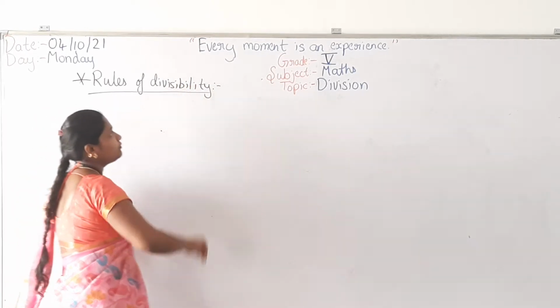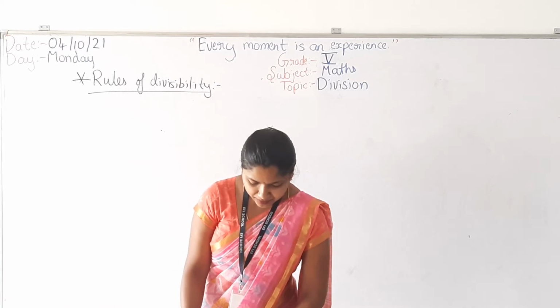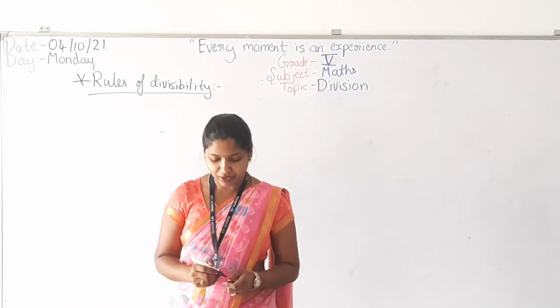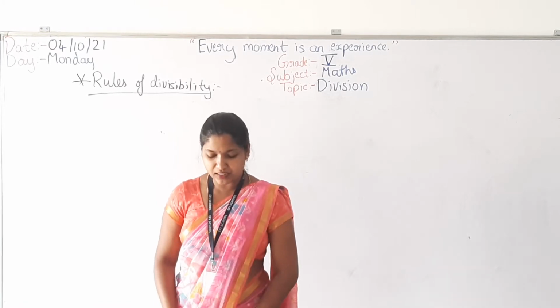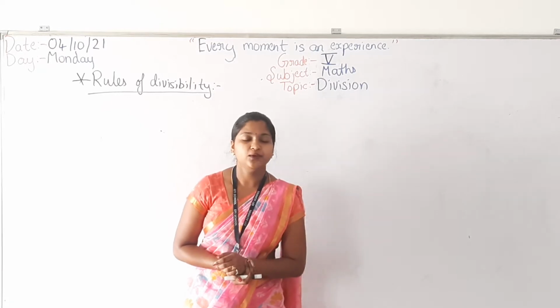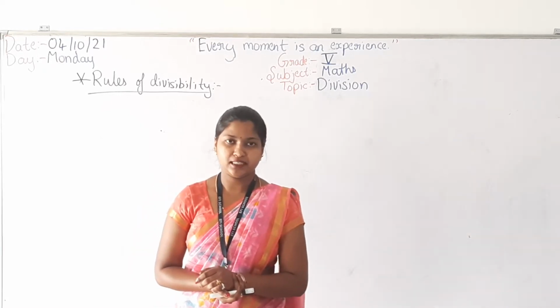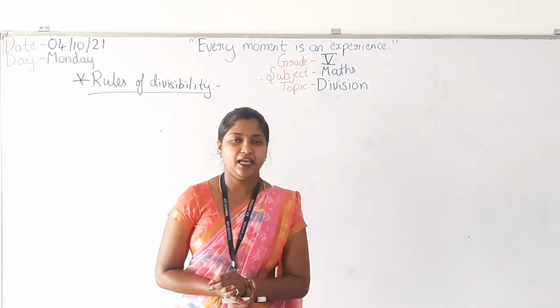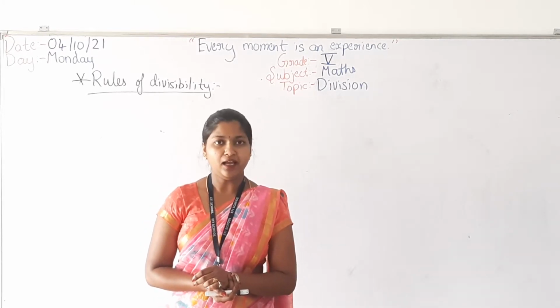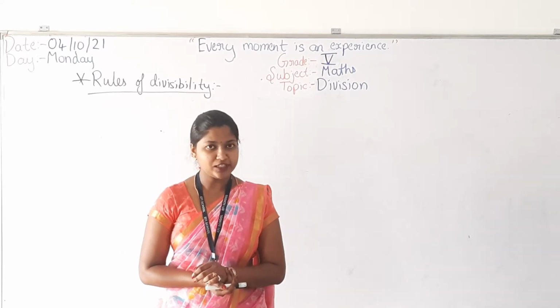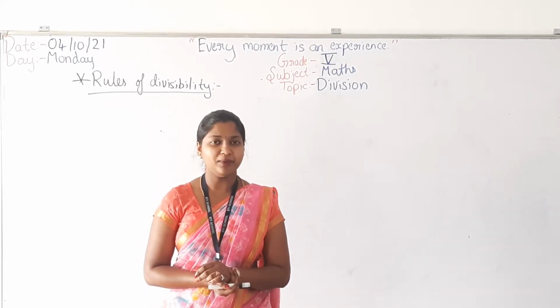What is this rules of divisibility? These divisibility rules help us to find the numbers that divide a given number exactly. If a dividend is given, we can easily find out which divisor we can take to divide it and get the answer. So this rule is very useful in division. Shall we see the rules number by number?